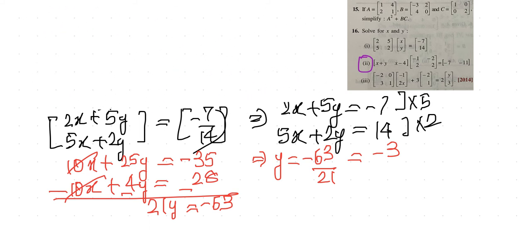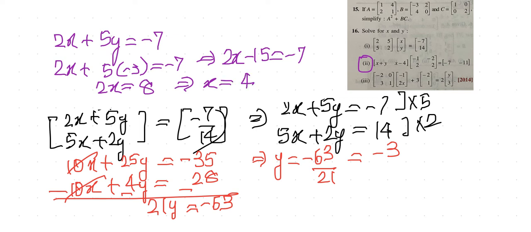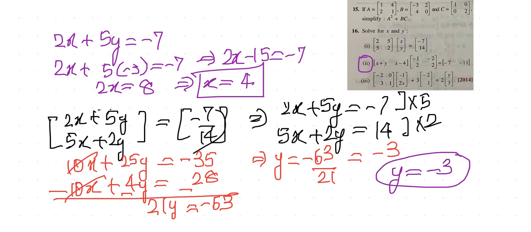So I'll be writing here, the first equation, if I take 2x plus 5y is equal to minus 7. So replacing, what I'll be getting, 2x plus 5 into minus 3 is equal to minus 7. So this implies 2x minus 15 is equal to minus 7. So 2x will be equal to minus 7 plus 15, which is 8. So this implies x will be equal to 4. So what are you getting? You are getting the value of x is equal to 4, and the value of y is equal to minus 3. So this way you will be doing the sum.